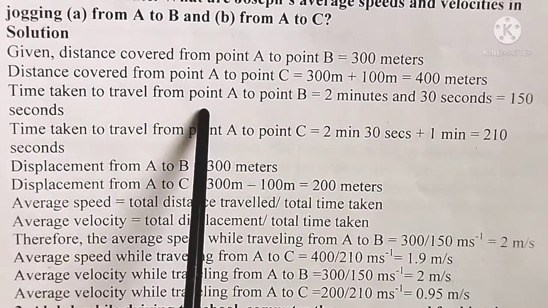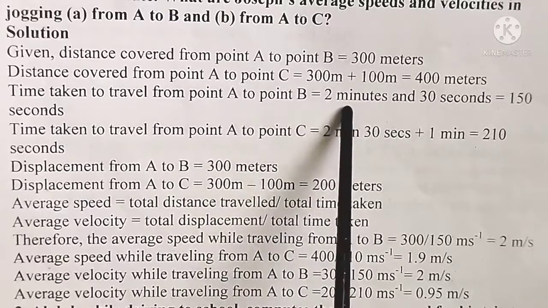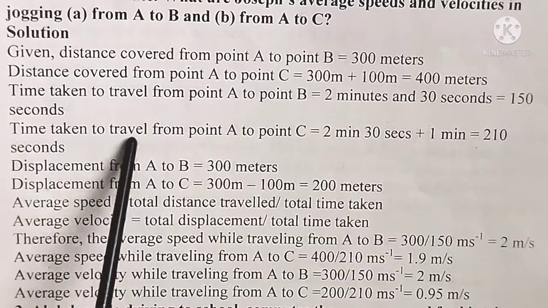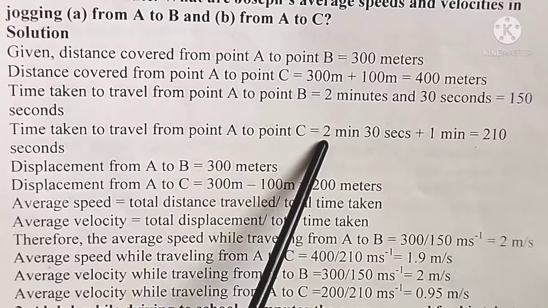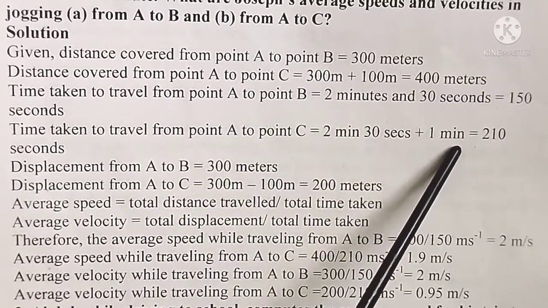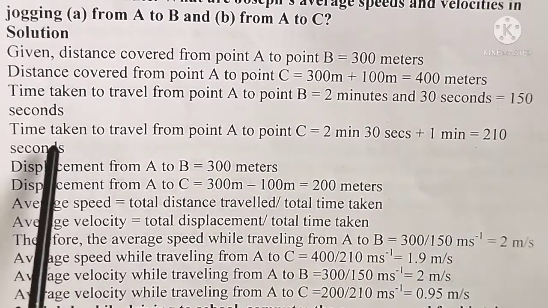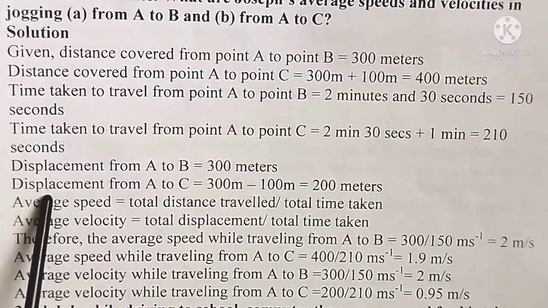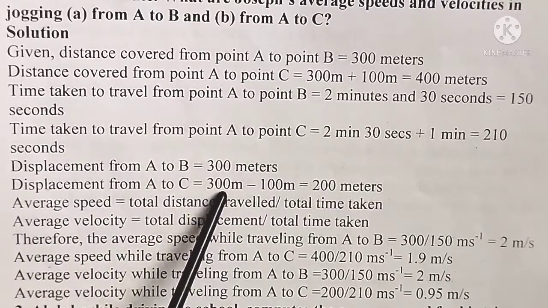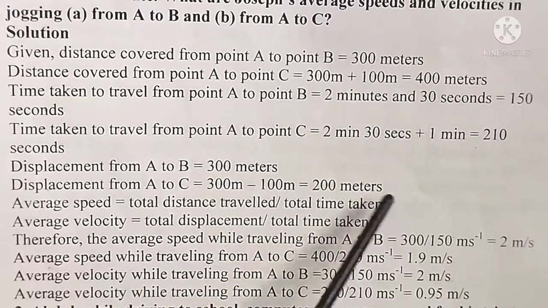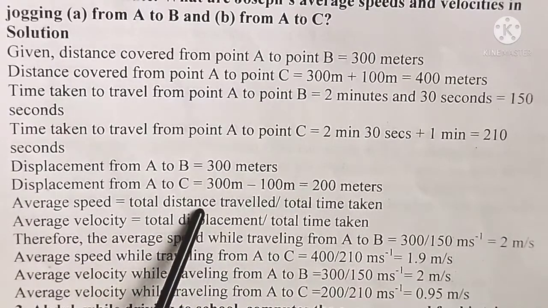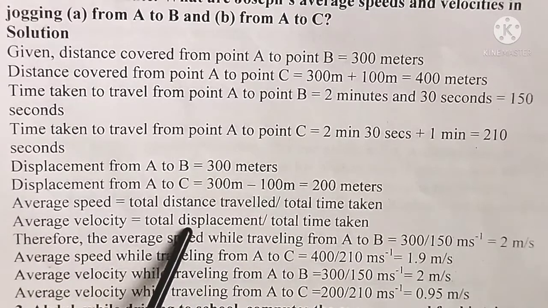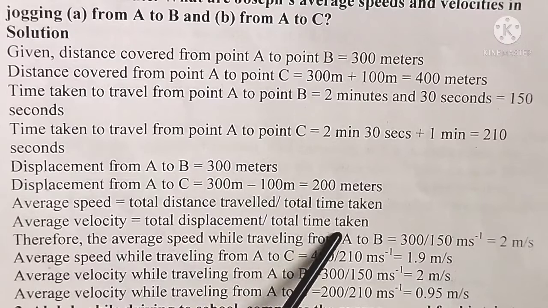Time taken to travel from point A to point B is equal to 2 minutes and 30 seconds, that is 150 seconds. Time taken to travel from point A to point C is equal to 2 minutes 30 seconds plus 1 minute, that is equal to 210 seconds. Displacement from A to B is equal to 300 meters. Displacement from A to C is 300 minus 100, that is 200 meters. Average speed is equal to total distance traveled divided by total time taken. Average velocity is equal to total displacement divided by total time taken.